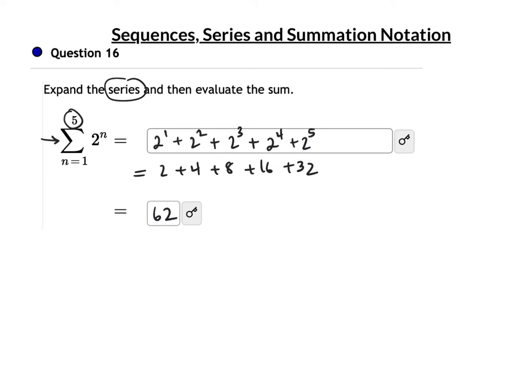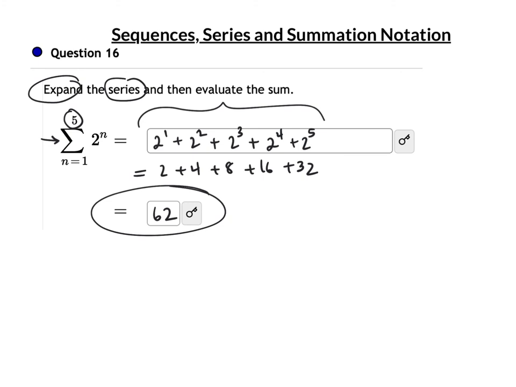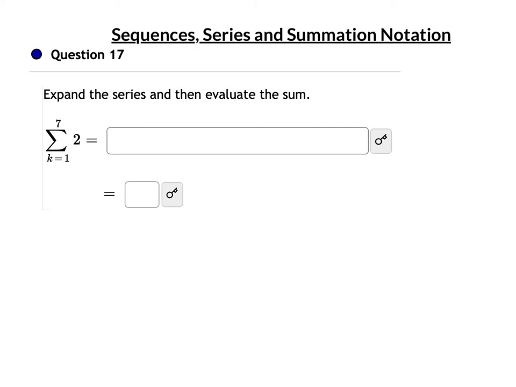Keep in mind the word expand means write out all the terms in the series. All the numbers you're going to add together. Our result in this case is 62. Question 17, we're going to expand the series, which means we're just adding 2 over and over and over from 1 to 7 times. So there'll be 7 twos.